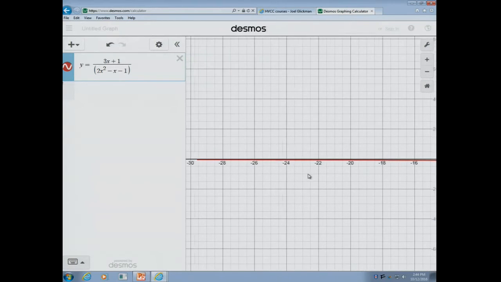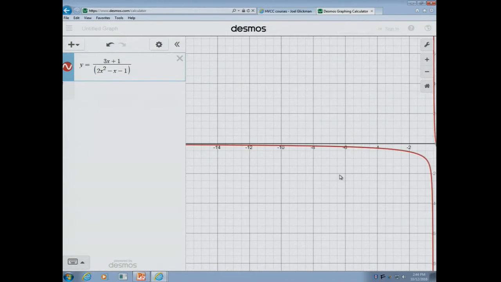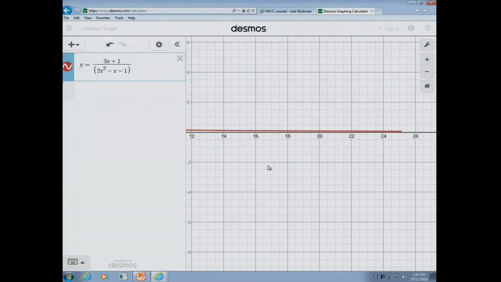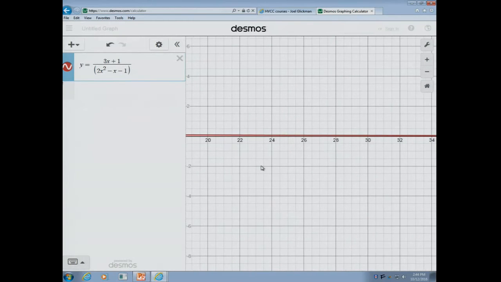Sure enough, the x-axis acted just like a magnet, attracting my curve as x got larger and larger in the negative direction, and also, same in this direction. The x-axis, y equals 0, acted just like a magnet, and the larger x got, the more powerful it got, and it attracted our curve to y equals 0.